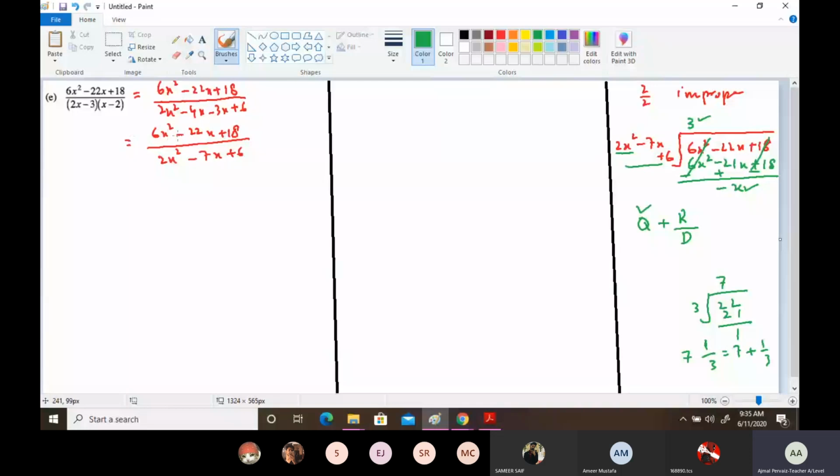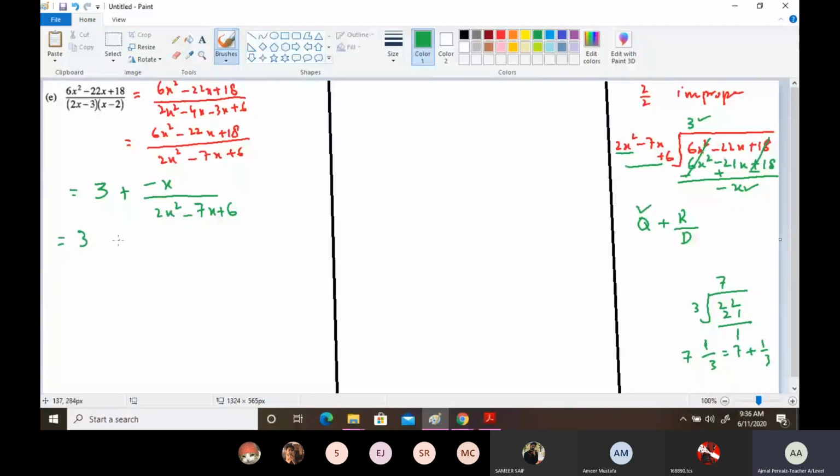So when I write this, our quotient is 3 plus remainder, our remainder is minus x. Our divisor is this whole thing, 2x square minus 7x plus 6. Anybody stuck till here, you may ask. Anybody confused, you are free to ask, because this is the most important step. After that, it is a simple question of partial fraction. No question? Okay, let's go further then.